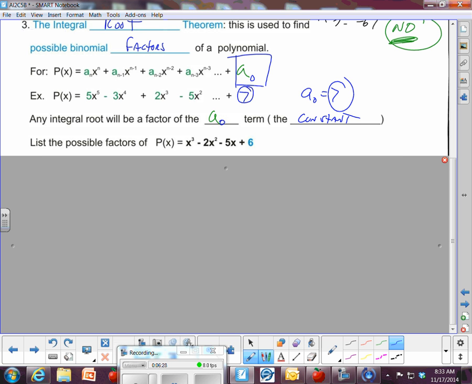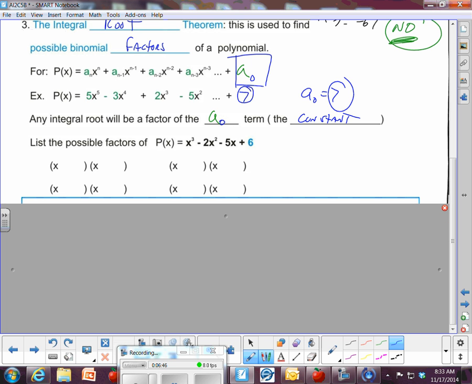Okay, so again, why are we doing this? We're doing this because we need to figure out the possible factors for any polynomial. We've got to find possible factors. And it's not the kind of thing where we can do trial and error and stuff like that. It'd take you forever. So we're looking for possible factors. That's the whole key.